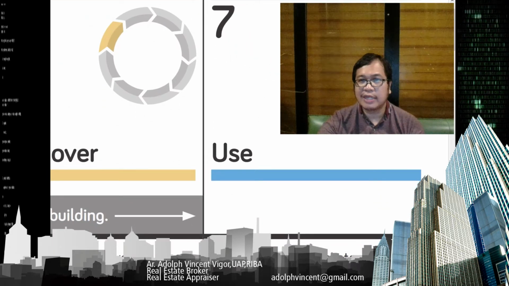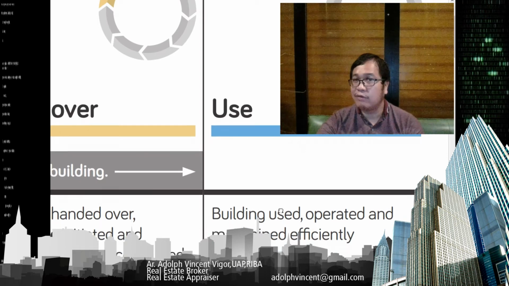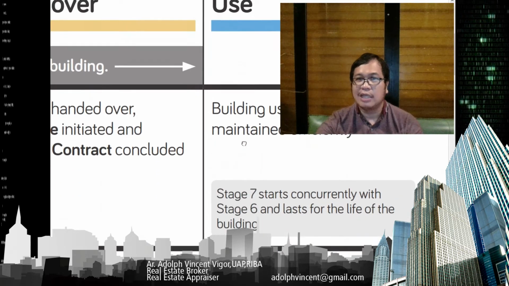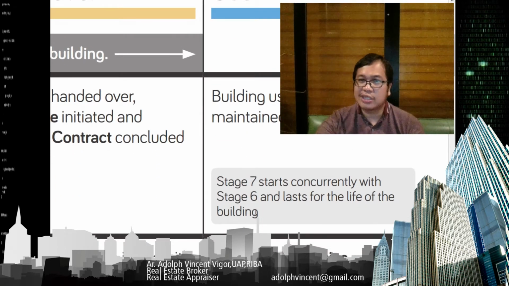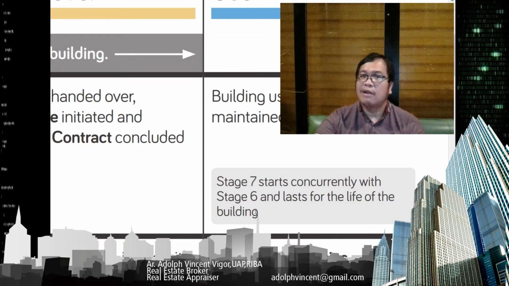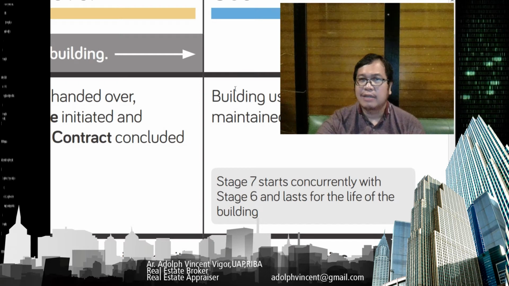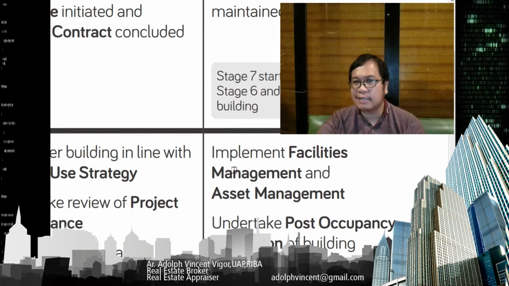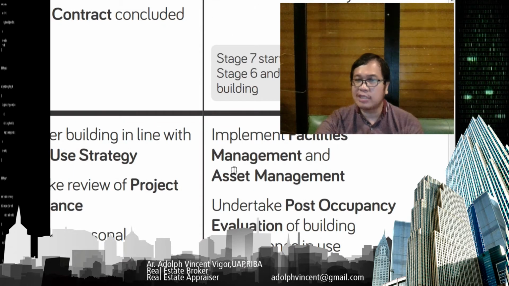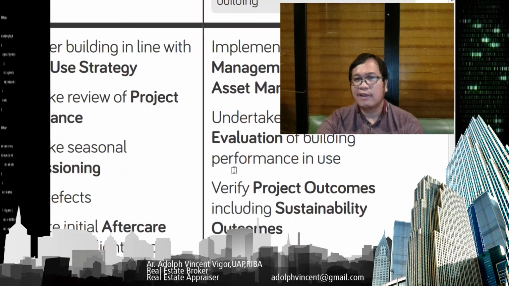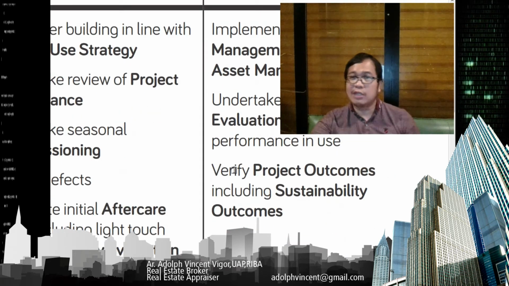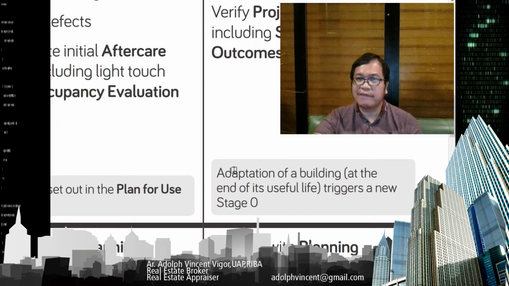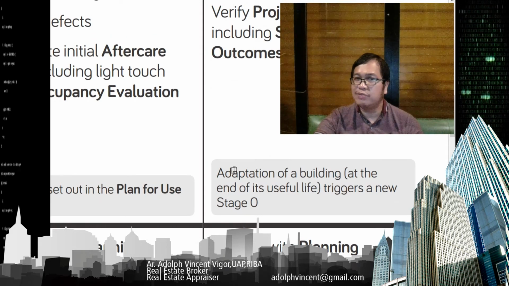Then after handover, it's high time that the building will be in use. So here, the building in use is operated and maintained efficiently. Stage 7 starts concurrently with stage 6 and lasts for the life of the building, because you'll already be using it at this stage. So you're going to implement facilities management and asset management, undertake post-occupancy evaluation of building performance in use, verify project outcomes, including sustainability outcomes. Adaptation of a building at the end of its useful life triggers a new stage 0.